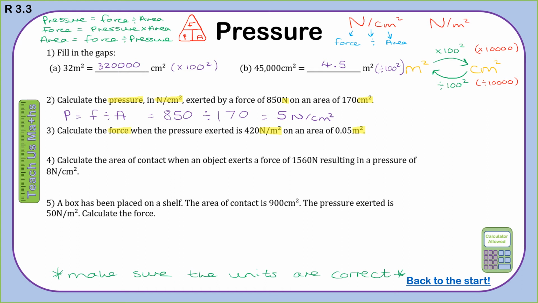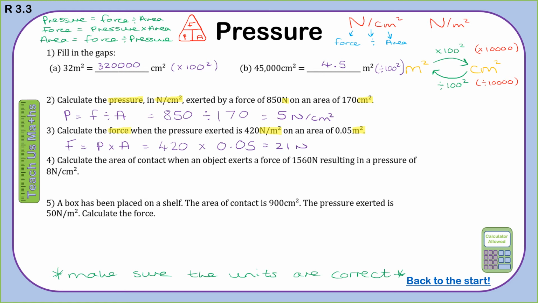So I write down force is equal to pressure multiplied by area. The pressure is 420 newtons per metre squared multiplied by 0.05 metres squared. Therefore the force is 21 newtons.